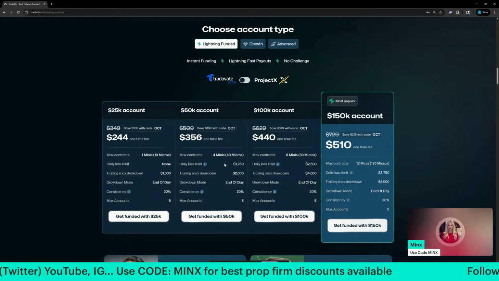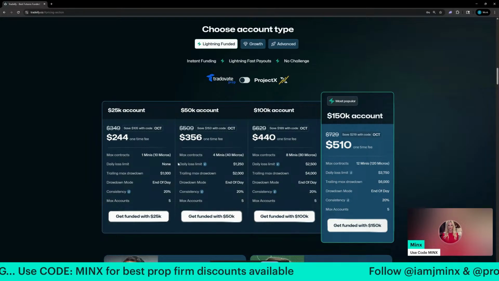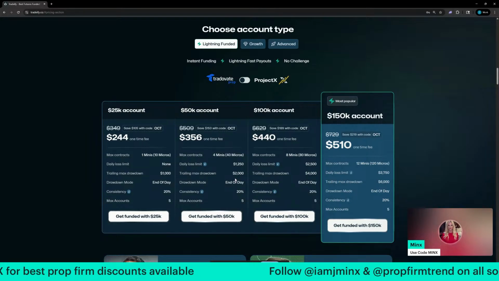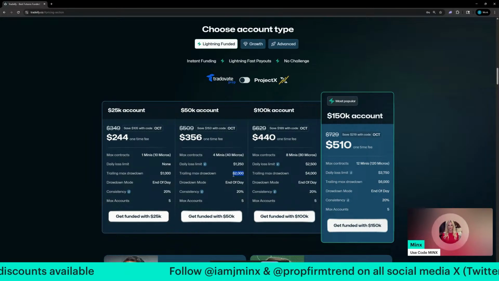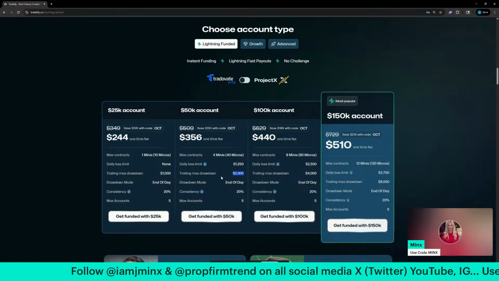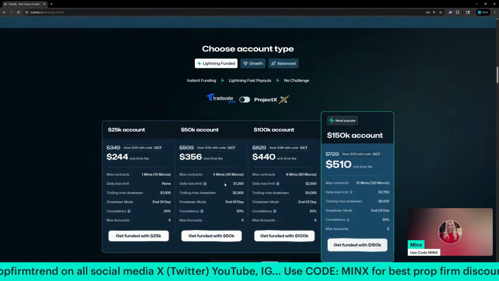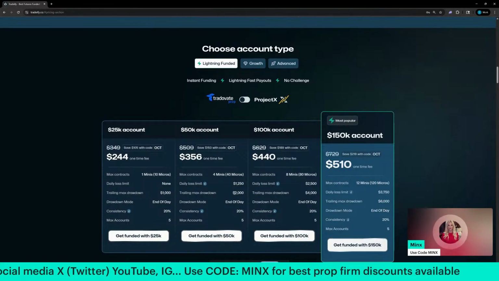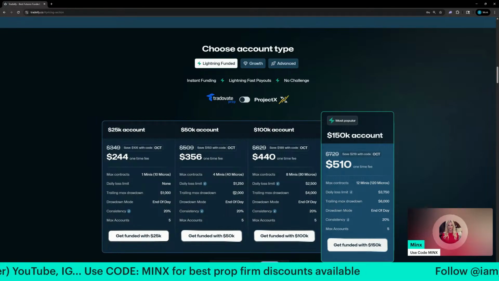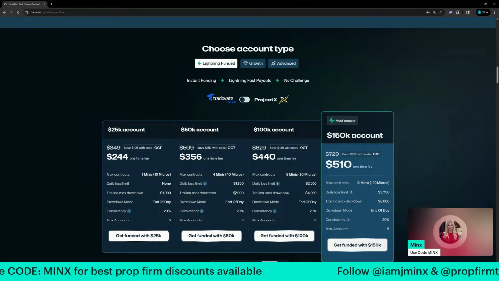So you pay a fee and you just don't go below your trailing max drawdown and follow the consistency. And when you hit that threshold, you're going to basically be able to request a payout.